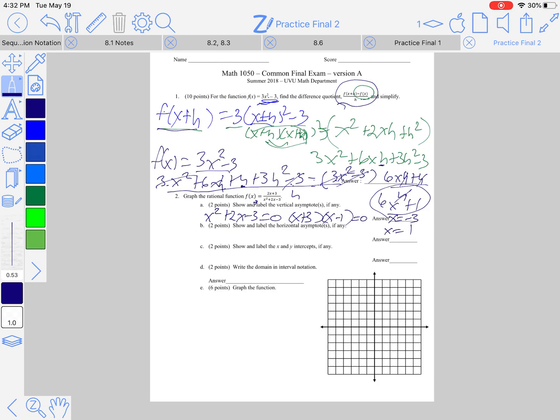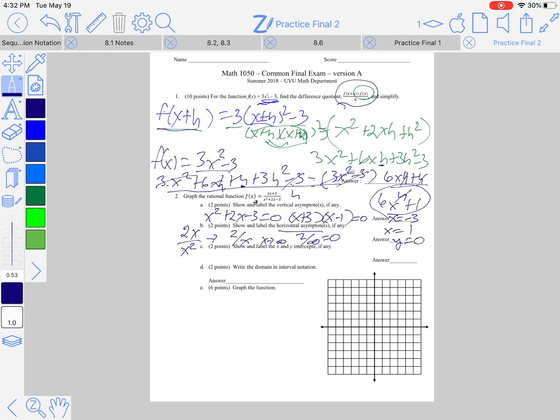So show and label the horizontal asymptote, which is also known as end behavior. What matters most on top, which is 2x, divided by what matters most on bottom, x squared, that's going to go to 2 over x. And now as I let x get infinitely large, that goes to 2 over infinity, which goes to 0. So my horizontal asymptote is y equals 0.